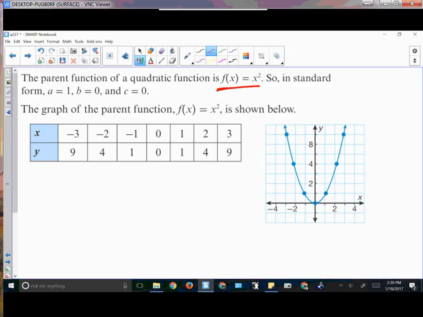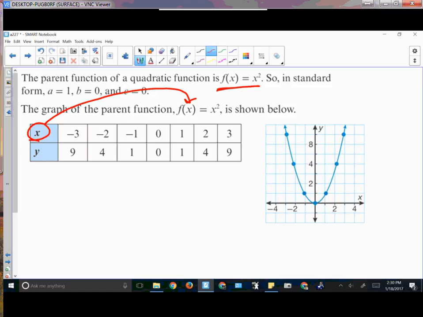Now, how do we figure out how to graph it? Plug it in. If I put negative 3, what's negative 3 squared? 9. What's negative 2 squared? 4. What's negative 1 squared? 1. What's 0 squared? 0. 1 squared, 1. 2 squared, 4. 3 squared, 9. All we did is take these x's and put them in here.